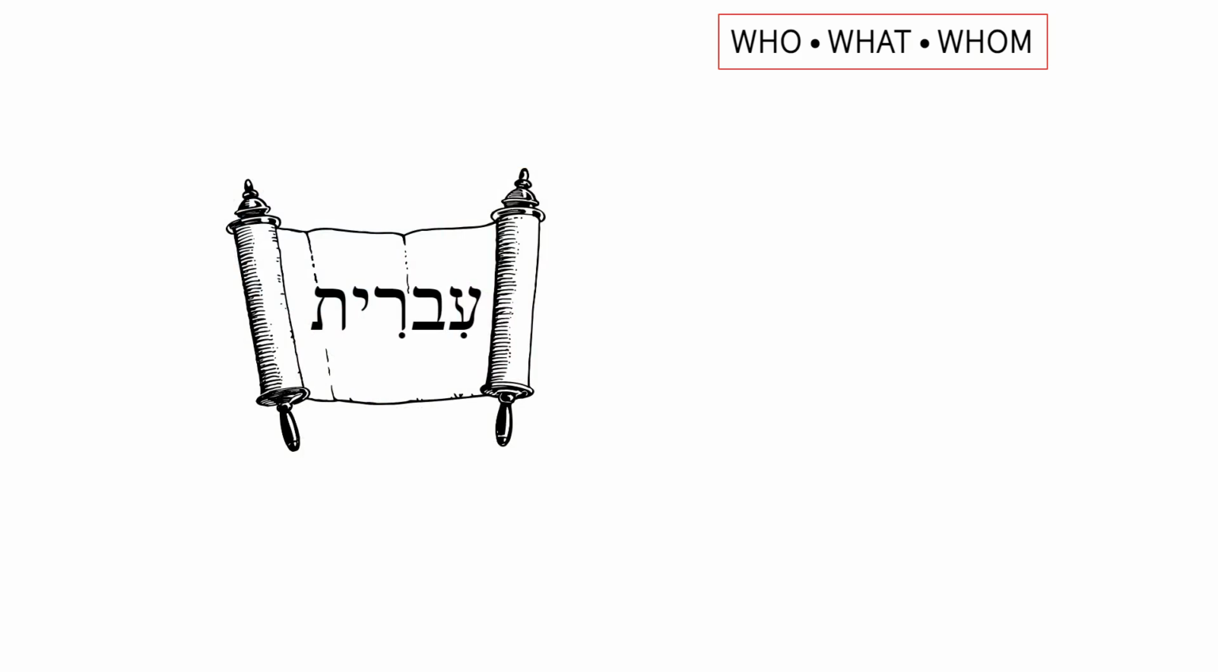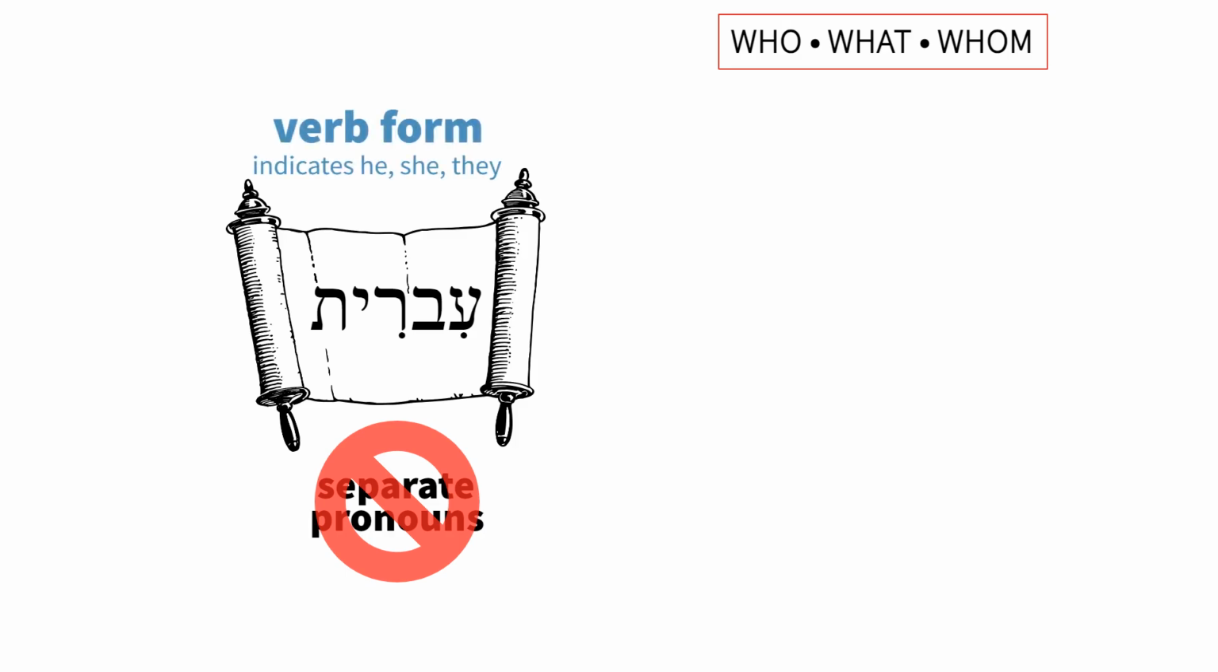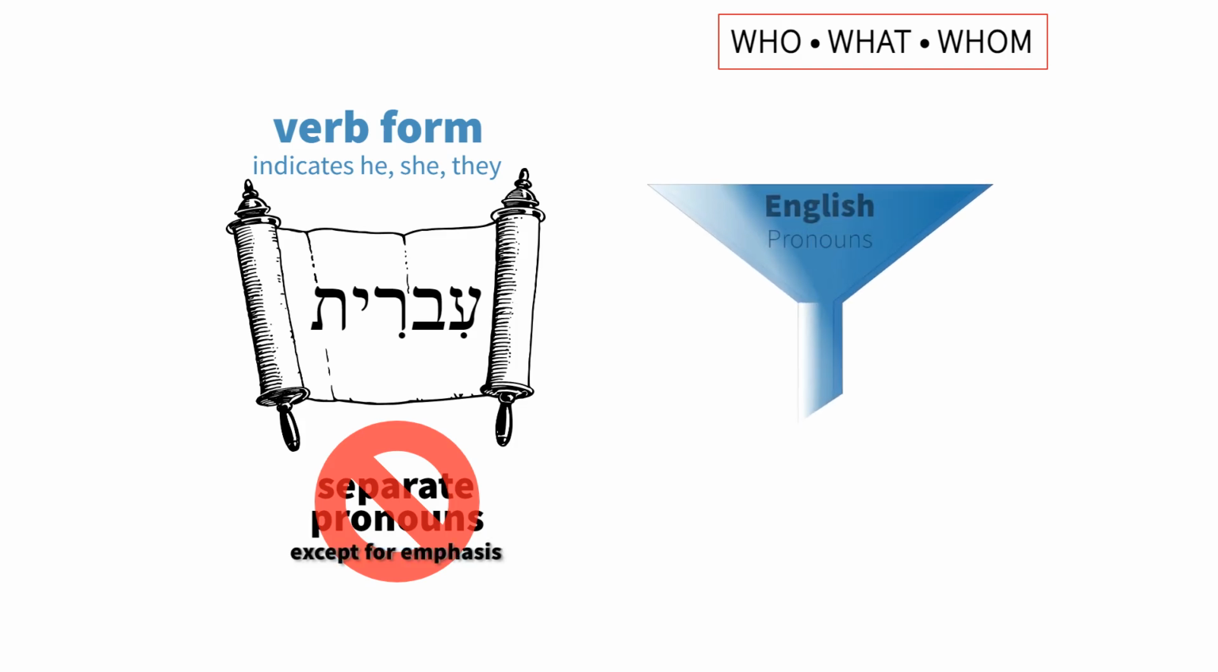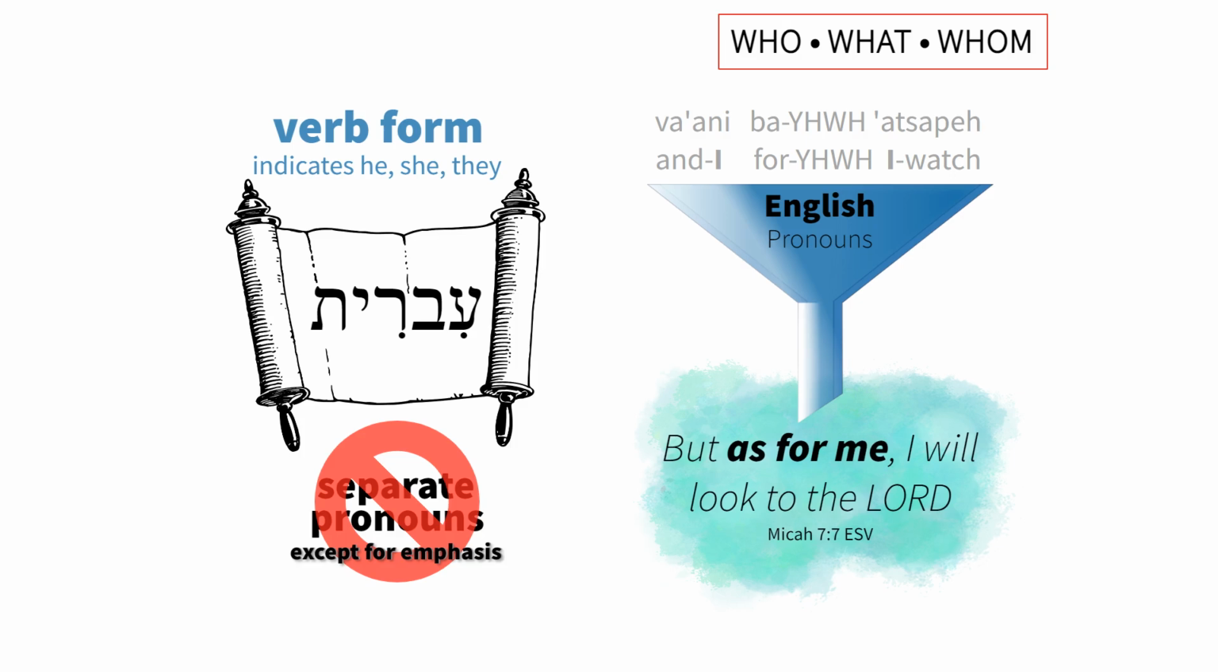Hebrew, the original language of the Old Testament, is like these Kenyan languages. It also does not usually use separate pronouns to tell you who is doing the action. Instead, you can tell from the verb form whether it is he, or she, or they that is doing something. When a separate pronoun is used, it is usually for emphasis. So, when English Bibles translate these Hebrew pronouns, they often add something to make it stronger. For example, in Micah 7:7, the ESV translates the Hebrew pronoun by saying, "But as for me, I will look to the Lord."